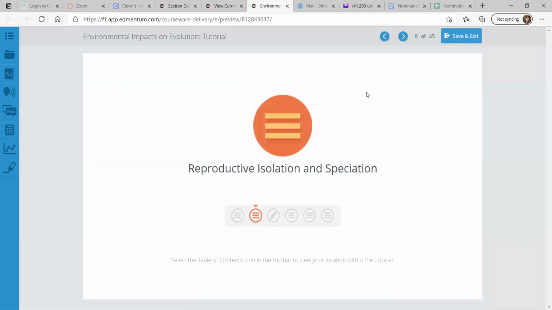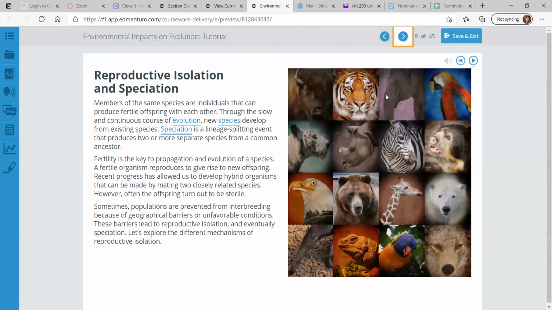Now we're going to actually talk about reproductive isolation and, in turn, speciation. Members of the same species are individuals that can produce fertile offspring with each other. Offspring meaning children. Through the slow and continuous course of evolution, new species develop from existing species. Speciation is a lineage splitting event that produces 2 or more separate species from a common ancestor.